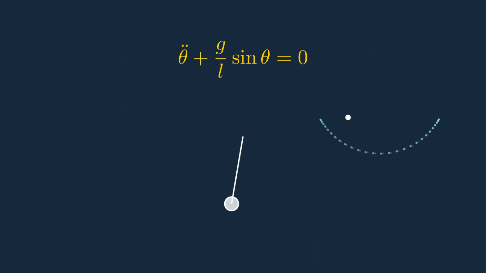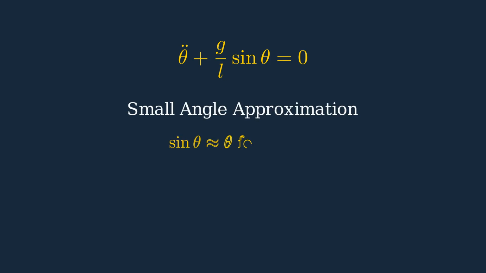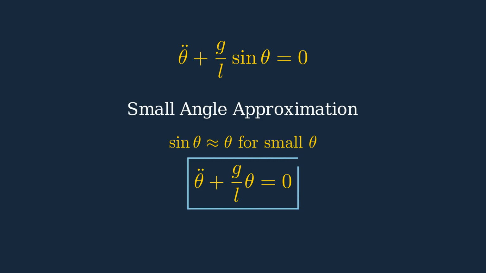Let's visualize the motion of a pendulum with a larger amplitude where the nonlinear behavior becomes significant. For small oscillations, we can apply a key approximation. When theta is small, sine of theta approximately equals theta itself. This approximation transforms our nonlinear equation into a linear second-order differential equation. This linear equation accurately models a pendulum with small oscillations.